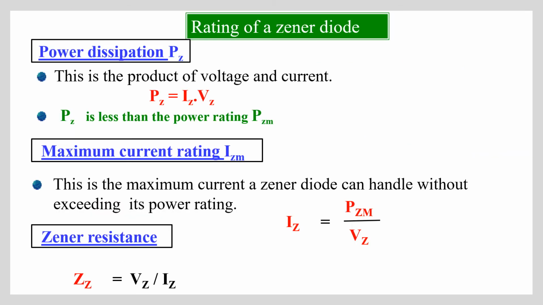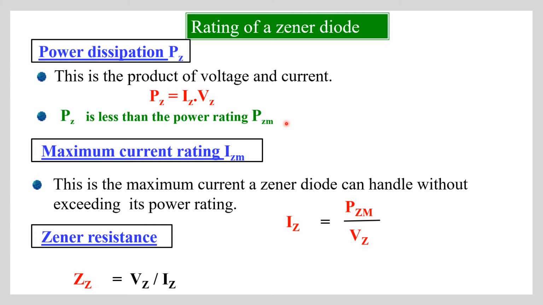So let's see the ratings of the Zener diode. The first, power dissipation, Pz. You already know power is the product of voltage and current. That is the current passing through the Zener diode. So Pz is equal to Iz into Vz. As long as Pz is less than the power rating, that is PZM, the Zener diode can operate in the breakdown region without being destroyed. So you have to take care that Pz should always be less than the power rating.